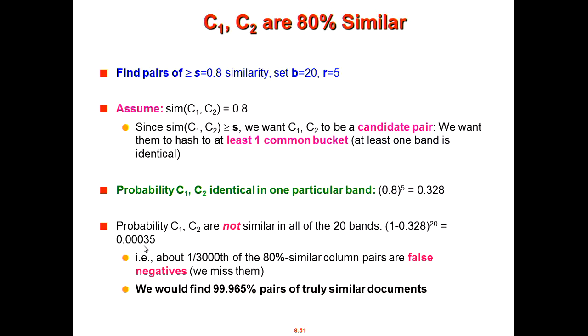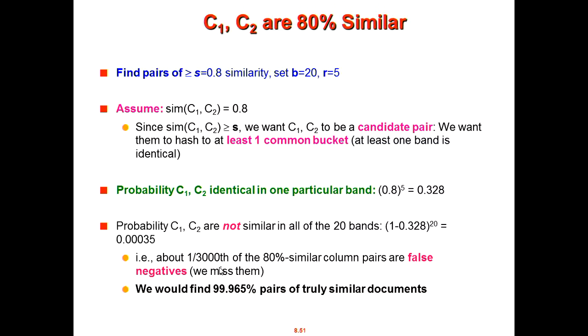It's a very small result, okay? Which means that given this similarity for 2 columns, the probability that they are not identical in all of the 20 bands is this value. You can see it's a very small value, right? So if they are very similar, then the probability that they are not detected in this LSH algorithm is this very small probability. Which means that most of the similar pairs will be detected, right? So that's some theoretical analysis.